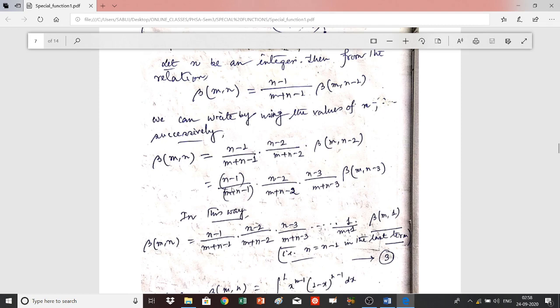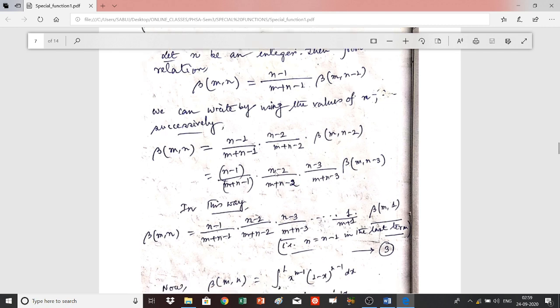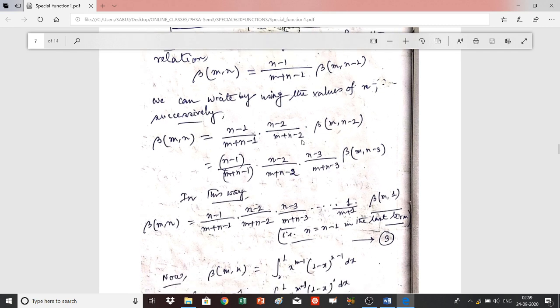this one and this one will come here, and after that you know the general formula from here, n is decreased by 1. So in this case n minus 3 is there, so here will be another (n minus 3) by (m plus n minus 3). So I hope that it is not very difficult to understand.